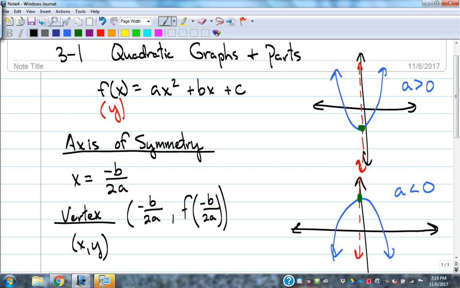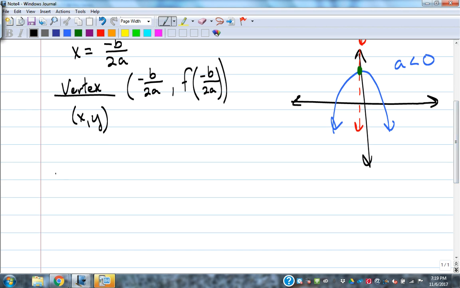Okay. We're also going to find the X intercepts and the Y-intercept.